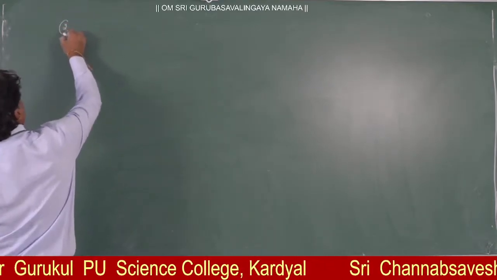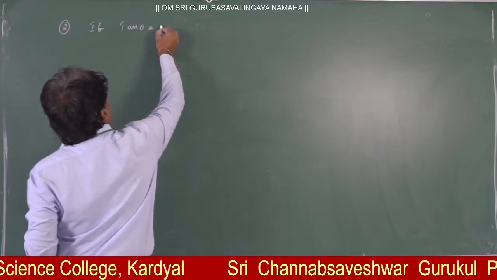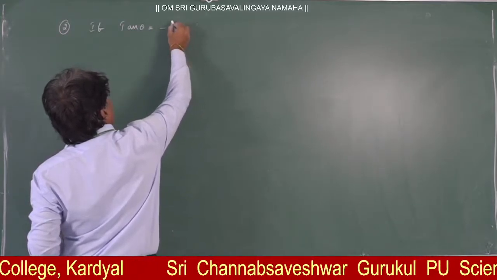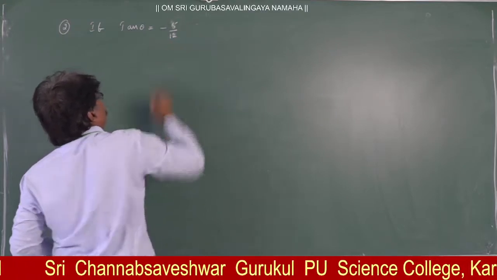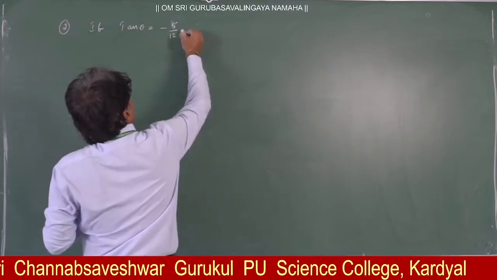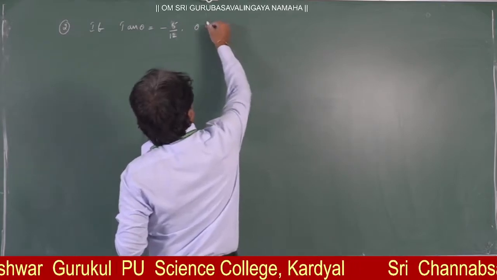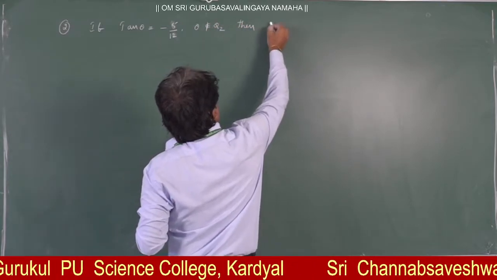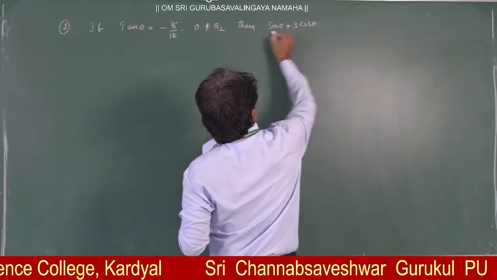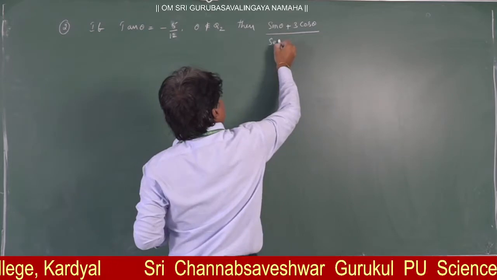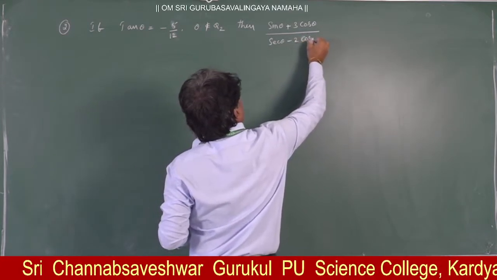Problem number 2. If tan theta is equal to minus 5 by 12 and theta does not belong to second quadrant, then find the value of sin theta plus 3 cos theta by secant theta minus 2 cosecant theta.